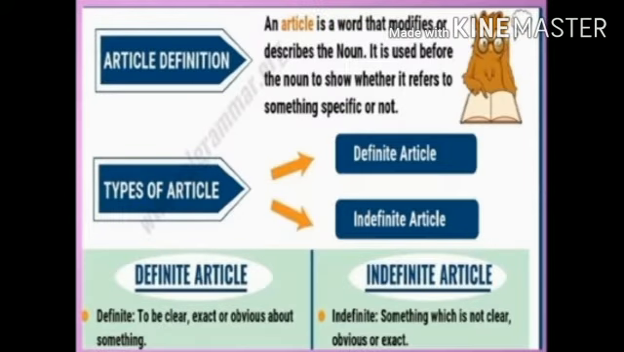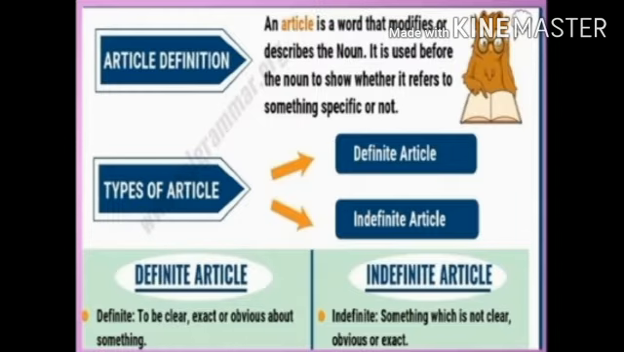In order to understand something, it's very important to know its definition. The definition of an article is a word that modifies or describes the noun. It is used before the noun to show whether it refers to something specific or not. For example, he is a boy. In this sentence, a is an article and boy is a noun. A is specifying that there is only one boy.